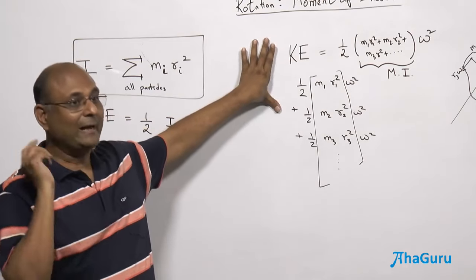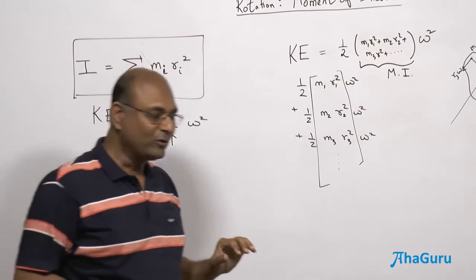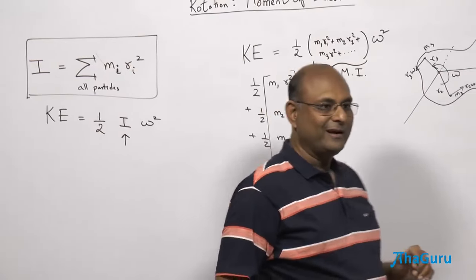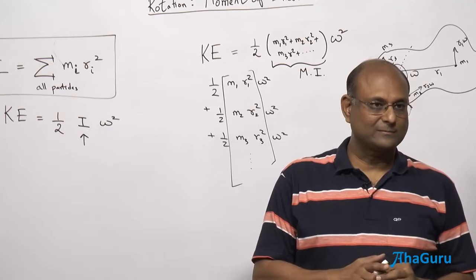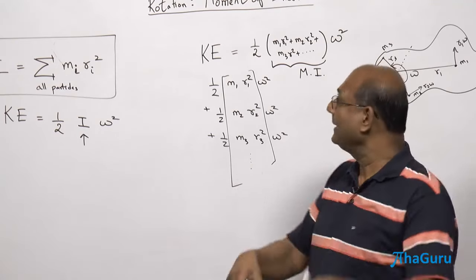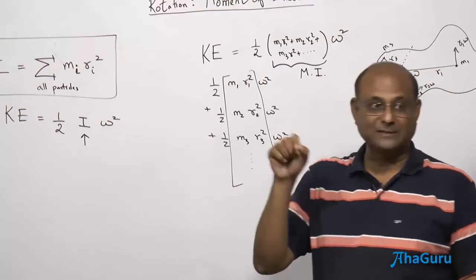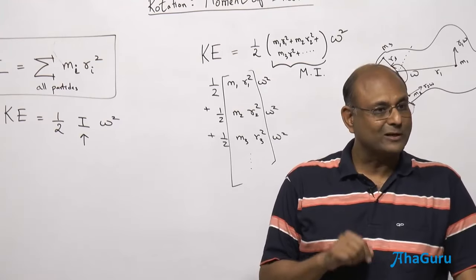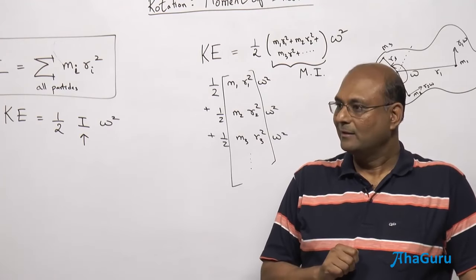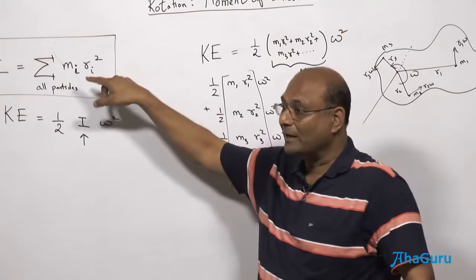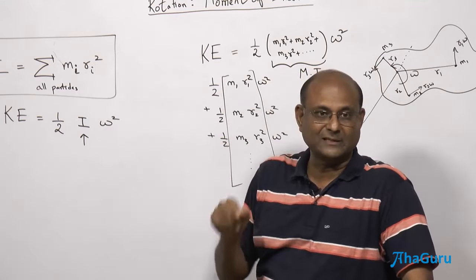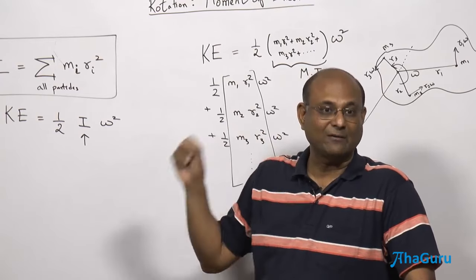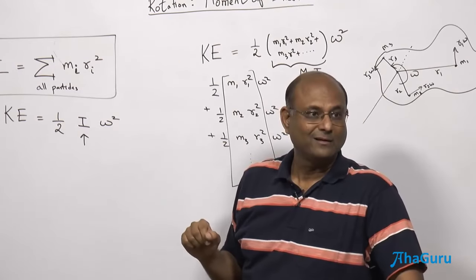If that was the only time this was getting used, it wouldn't be as useful. It turns out later that the equivalent of Newton's laws for rotation will again come back with this, because mass comes in kinetic energy, but mass also comes in F equals ma. It will turn out that mass will also come in the F equals ma equivalent for rotation, which is torque is equal to I alpha. Again you will have the same I.